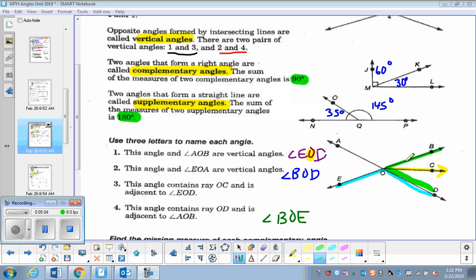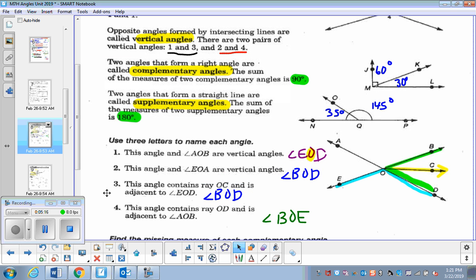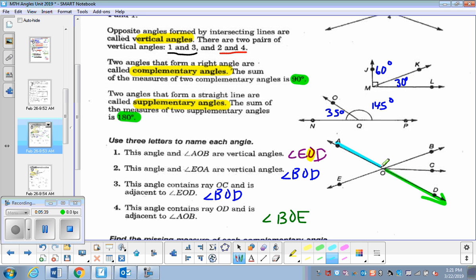But what we're saying here is that angle BOD in green contains this yellow ray and is next to the blue one. So this is also the answer to the third question. All right. Now for the last one, we're going to erase. And for the last one, we have an angle that contains ray OD. So ray OD is this one here in green. And we're looking for something that contains that ray and is next to AOB, adjacent to AOB. So here's AOB.